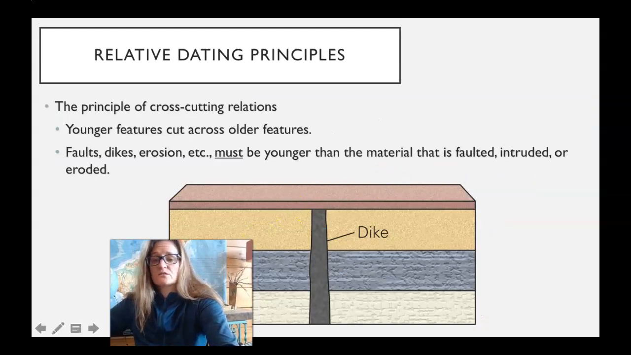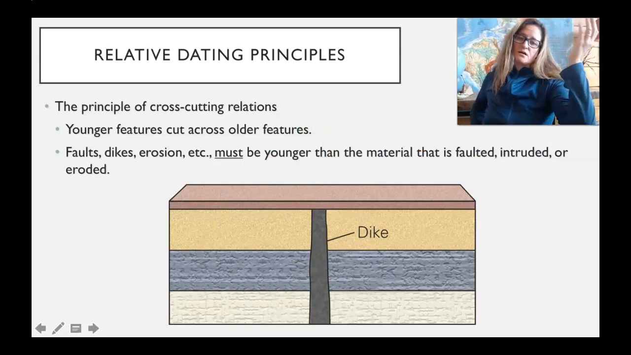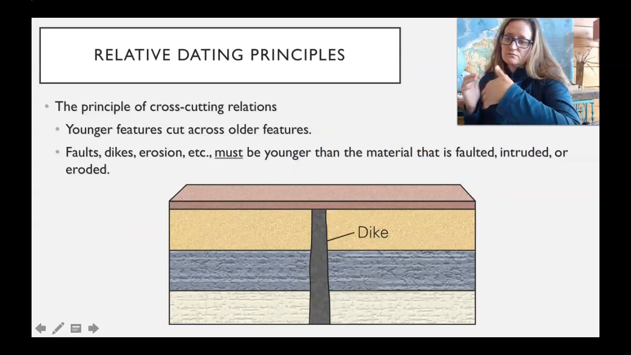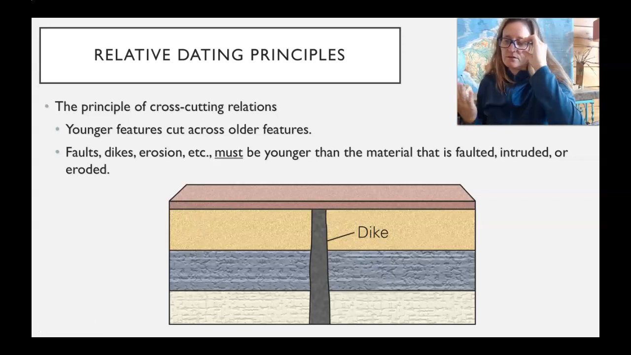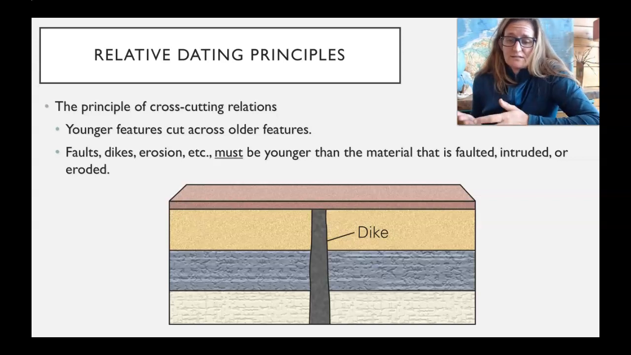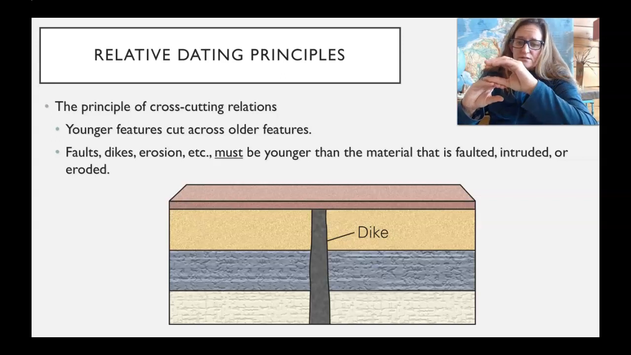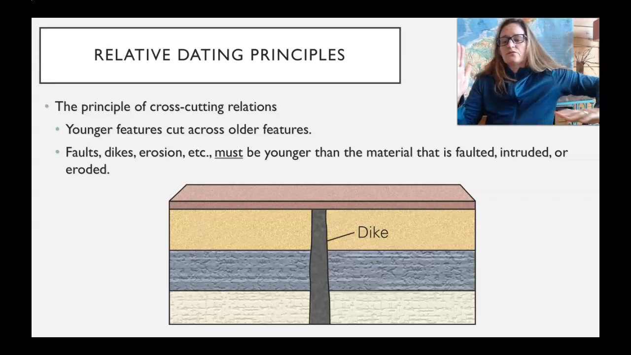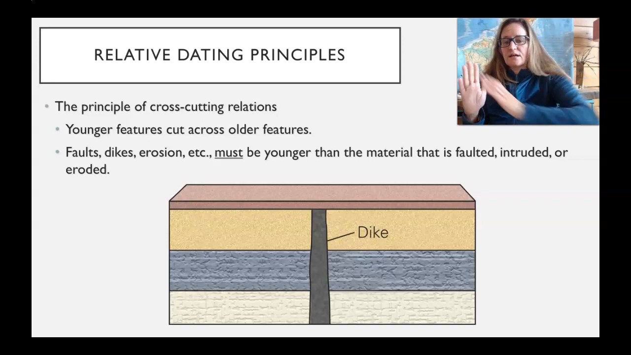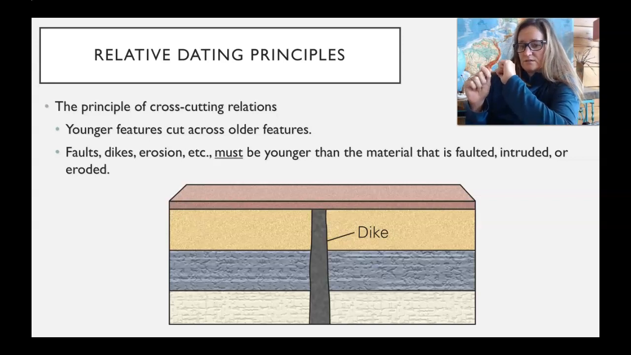Cross-cutting relationships. If a geologic event or rock type cuts across another rock, the rock that is cut across had to already be there. So in this sequence, the white ones, blue ones, yellow ones had to already be there for the intrusive igneous rock, the dike, to shoot up through them. So the dike is younger than the yellow, blue, and white rocks.